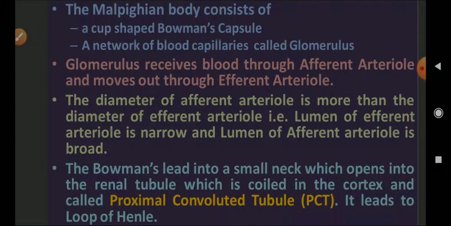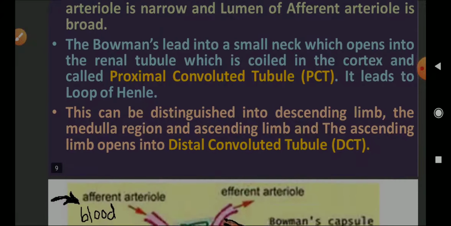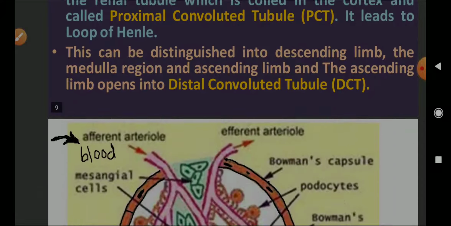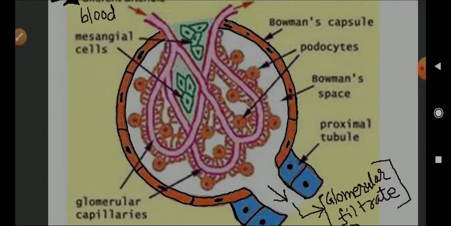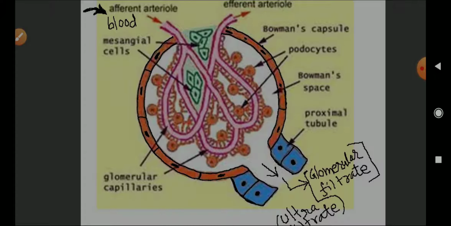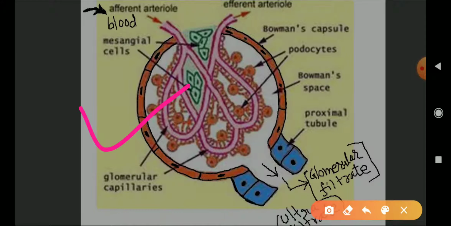The Bowman capsule leads to a small neck which opens into a renal tubule which is coiled in the cortex, and it is known as proximal convoluted tubule (PCT), and it leads to the loop of Henle. This can be distinguished into a descending limb, the medullary region, and the ascending limb. The ascending limb then opens into distal convoluted tubule. So this is what it looks like. See, this is the Malpighian body. So suppose in examination they ask you to draw a diagram of Malpighian body, then this is the diagram that you have to draw for the Malpighian body.